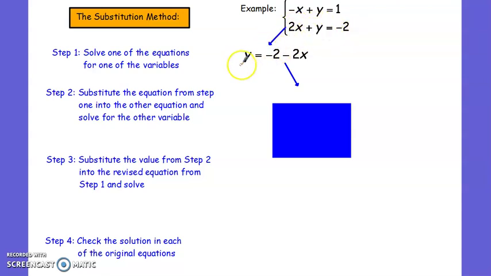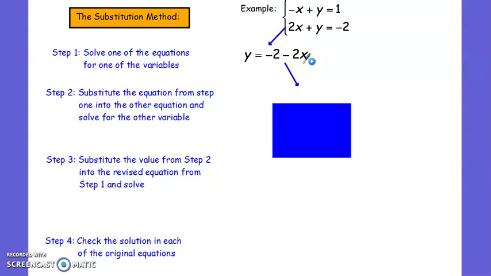So the y is still on the left, negative 2 is still on the right, but this positive 2x becomes a minus 2x over on the right. Now I have an equation solved for one of my variables. I have y equal to that entire equation.